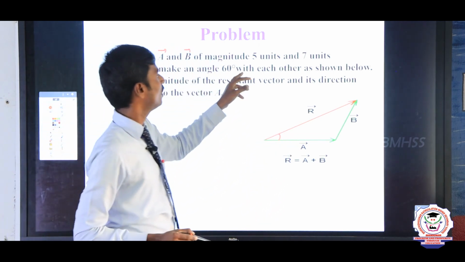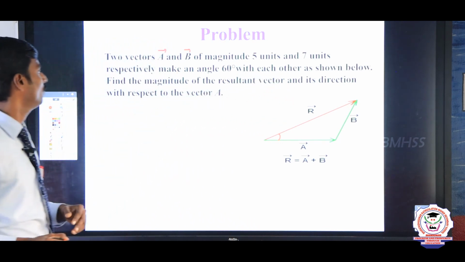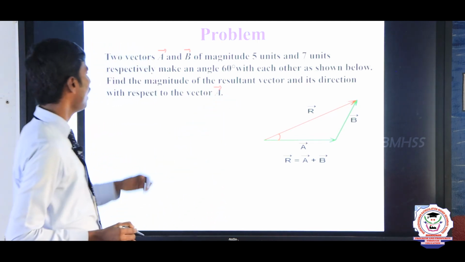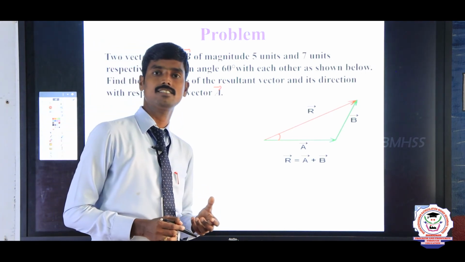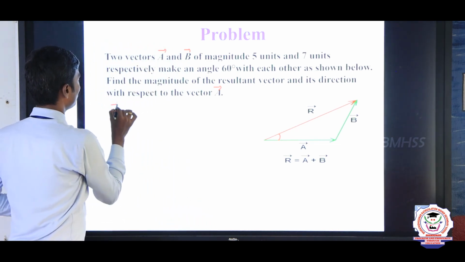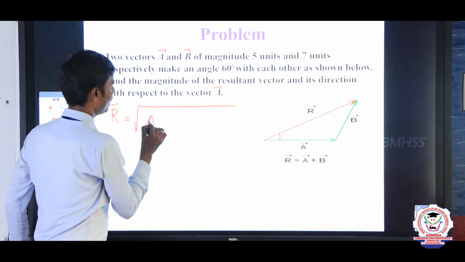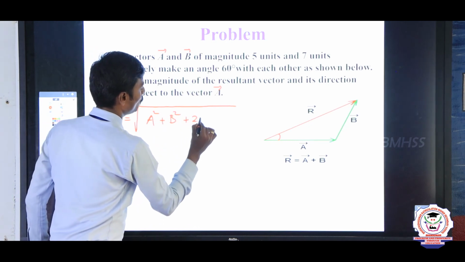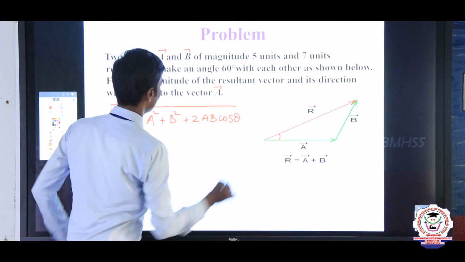The next one is, find the magnitude of the resultant vector and the direction with respect to A vector. Okay, see, listen here. Already we know the magnitude of resultant vector. What is the formula for magnitude of resultant vectors? Yes, the magnitude of resultant vector R equal to square root of A square plus B square plus 2AB cos theta. Correct?